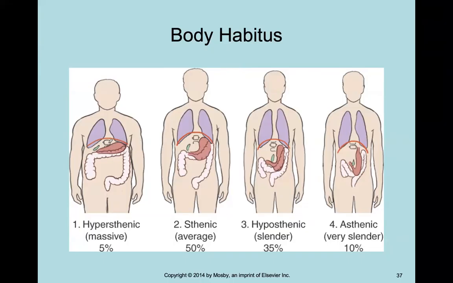So we know that the lungs change based on our body habitus, but so do the rest of our organs. So this is the stomach. If we look at this hypersthenic patient, their stomach is almost horizontal, right? And when we compare it to the asthenic, it hangs really, really low, all the way down into the iliac crest area. Okay. So this is sthenic, our average patient. Then we have asthenic and then hypersthenic.